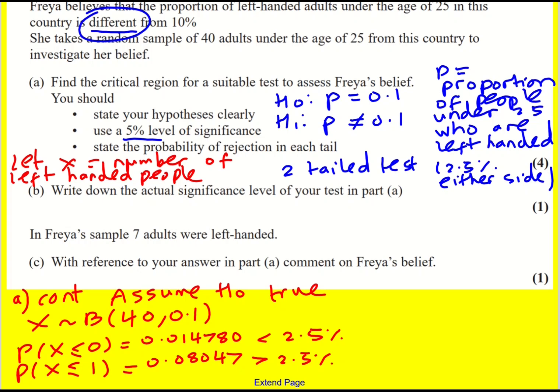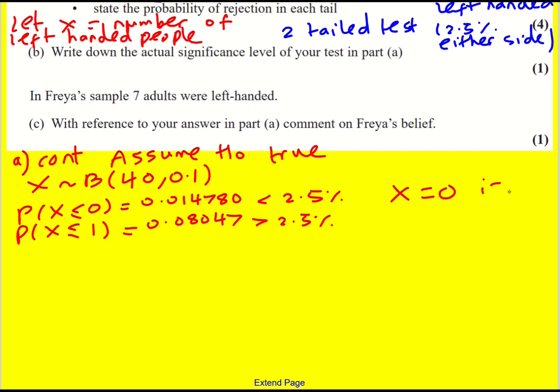So if we had done an experiment, and we'd got one person, then we would be not rejecting H0 because we're not in the critical region. Because 0.08, that's a good enough chance of it happening due to natural variation. It's only if we'd got X equals 0 that we'd be in the critical region. So yeah, X equals 0. I'm just going to write that down because I haven't done the whole critical region yet. This is just the left-hand side, and this is the critical region on the left.